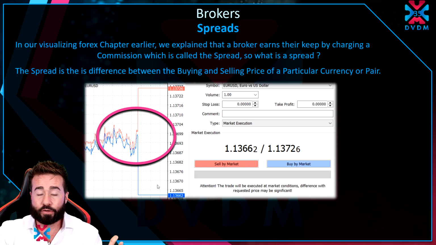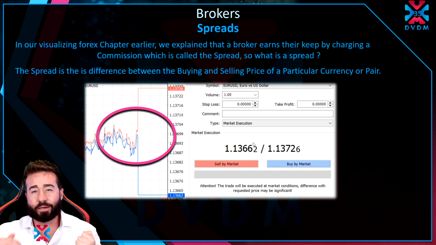This could be due to a news event, this could be due to a market overlap. But what you need to know is that if they're going to sell Euro USD to you, this is the price you're going to pay, 1.3662. If they're going to buy it from you, then they'll charge 1.1372. The difference in these two prices is what you pay. The difference between bid and ask, buying and selling, right?